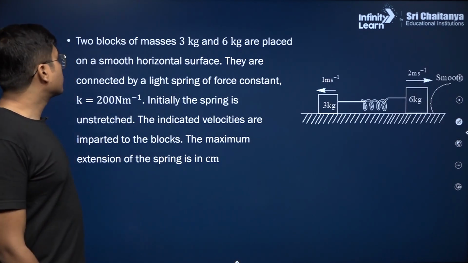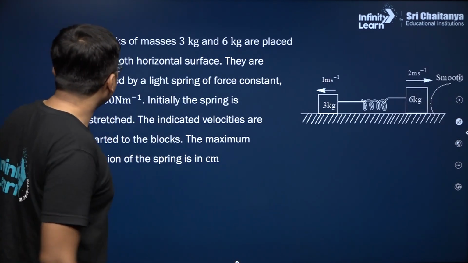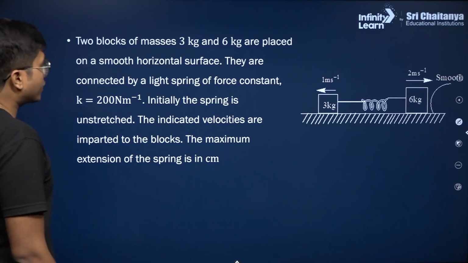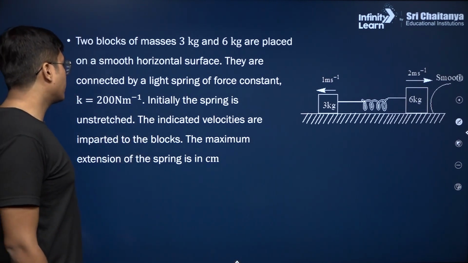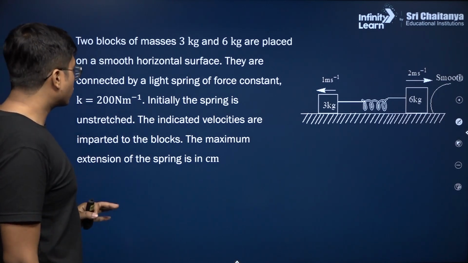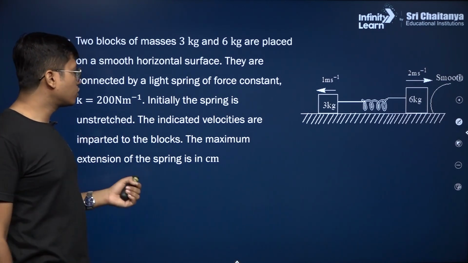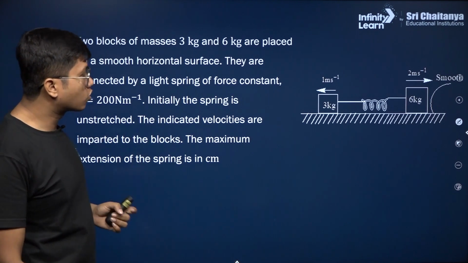Next, two blocks of masses 3 kg, 6 kg are placed on a smooth horizontal surface. They are connected by a light spring. K is given to us. Initially, the spring is unstretched. The indicated velocities are imparted to the blocks. The maximum extension of the spring in centimeters is going to be.